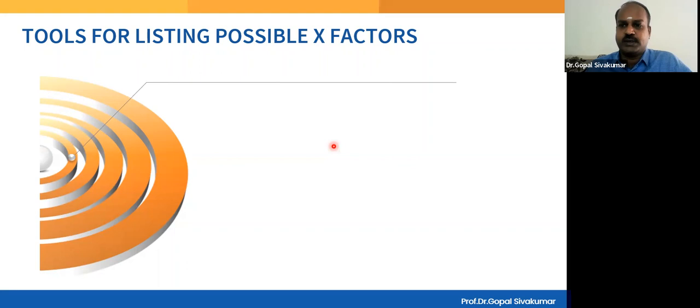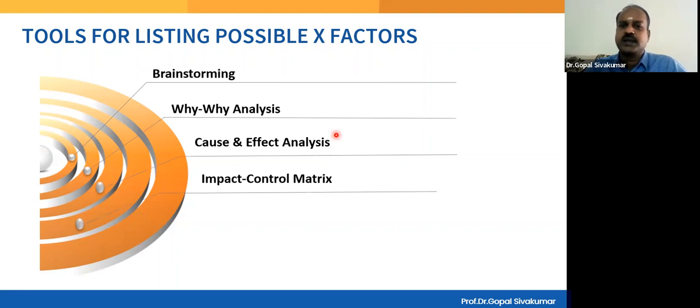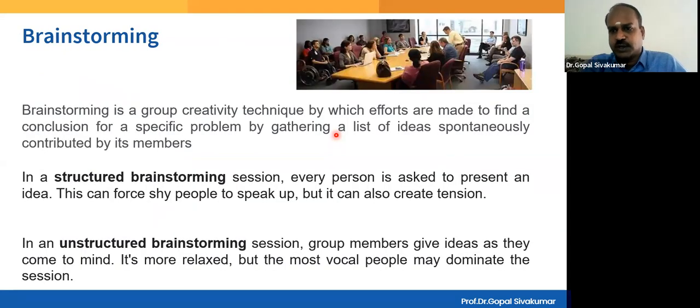So that's why we are here to understand certain tools that can help us list all the possible cause factors. These tools are brainstorming, why-why analysis, cause and effect analysis, and then impact control matrix. Let us see how these tools can help us in the analyze phase to list the possible cause factors. The first one is brainstorming.